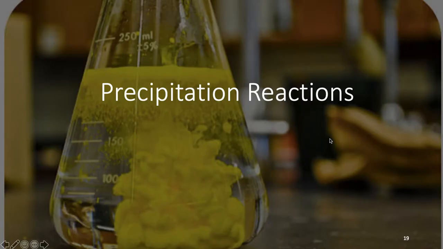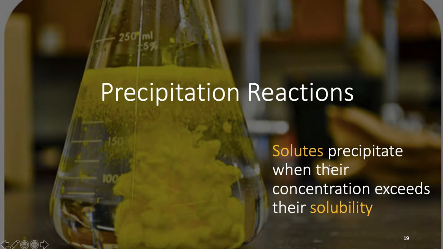The first class we're going to talk about are called precipitation reactions. These are reactions that form a precipitate, a solid that will fall out of solution. Solute, which is what is being dissolved in the solvent to make a solution, can precipitate out of solution when its concentration is larger than its solubility.